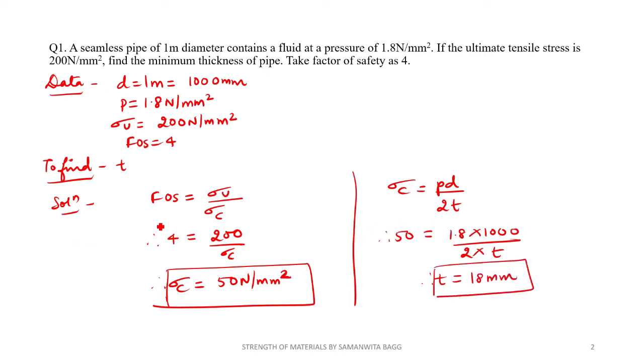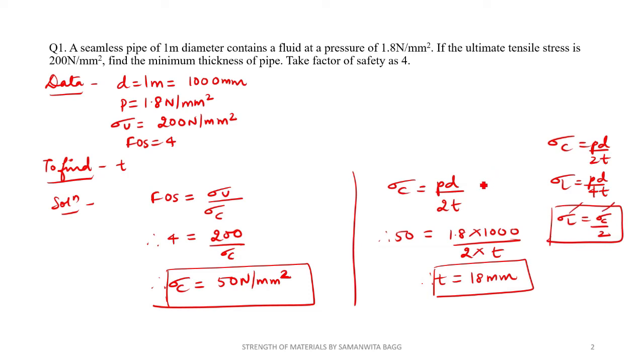Now you must be wondering why I have written this working stress as sigma C and not sigma L. The reason is we have already discussed that sigma C is PD upon 2T and sigma L is PD upon 4T. Now if you observe carefully, I can say that my sigma L is actually less as compared to sigma C. So I can say that sigma L is sigma C upon 2. In these two, if sigma C is maximum and sigma L is minimum, it is always preferable that we design it for the maximum value of stress. Hence, we have taken sigma C.